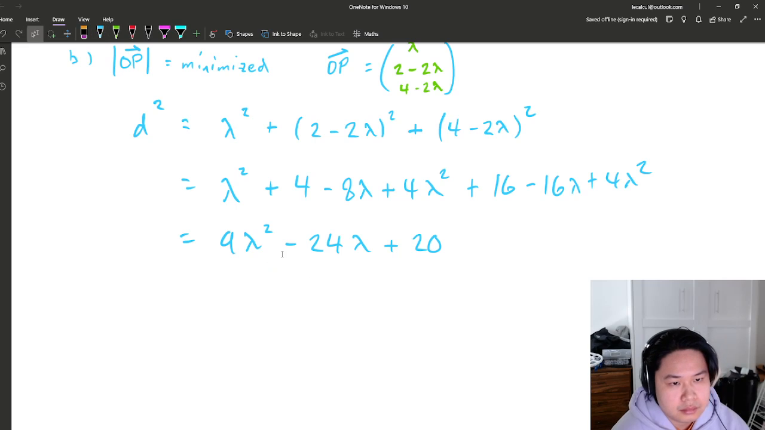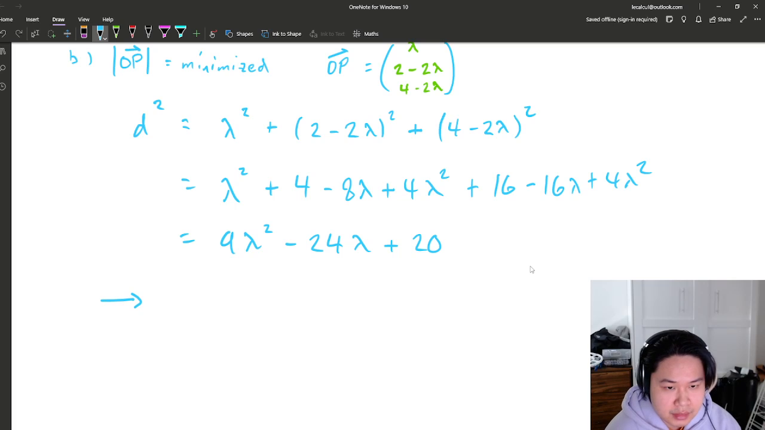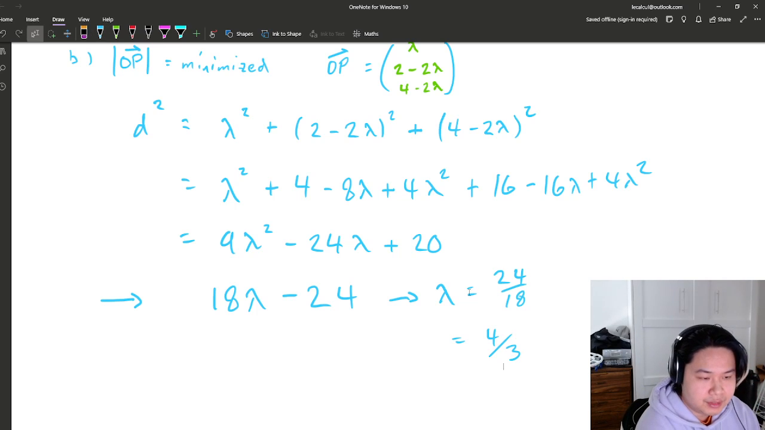20? Oh, I thought this would be factorable. Maybe it is, but I don't know. Did I do this right? 4, 8, 4, 16, 8, 16, 4, 4, 4, 1, 9, 4, 16, 20, negative 8, negative 16, negative 24. Okay, whatever. And then we take the derivative. So this is going to become 18 lambda. Actually, we didn't even need it to be factorable because I need to take the derivative. 24 over 18. And then what is this, 4 over 3 or something? Okay, lambda is 4 over 3.